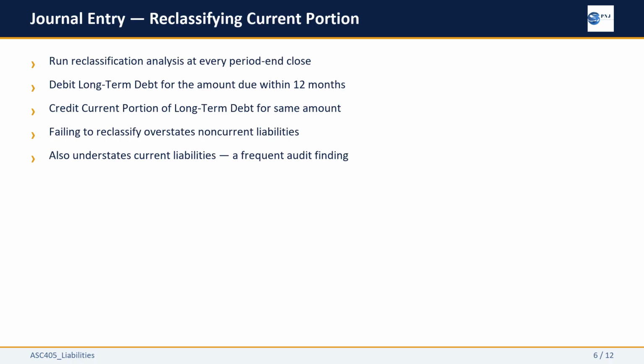This is where things get interesting because the mechanics are simple but the failure rate is high. At every period end, you identify the principal amount of long-term debt due within the next 12 months, then debit long-term debt and credit current portion of long-term debt for that same amount. The entry moves the obligation from non-current to current where it belongs. If you skip this, non-current liabilities are overstated and current liabilities are understated. That means your current ratio looks better than it actually is, and auditors will catch it.